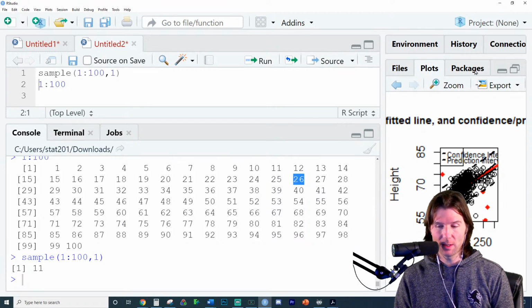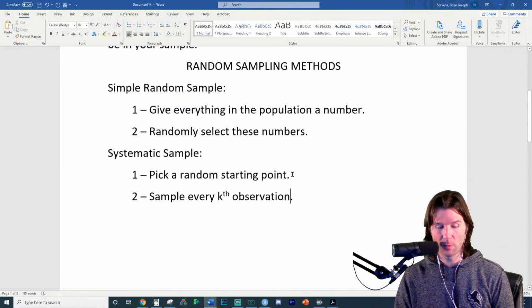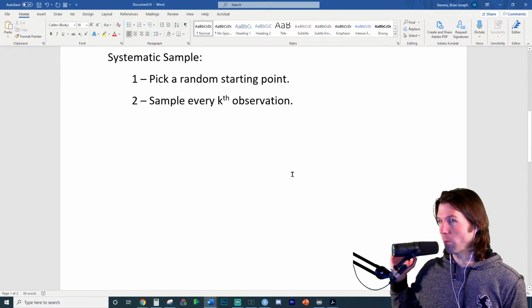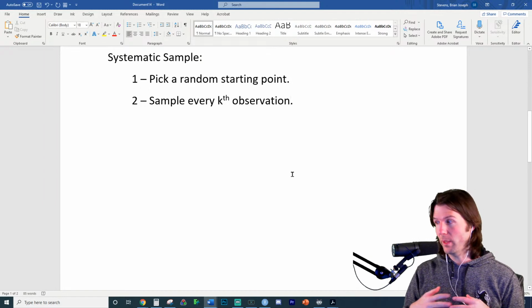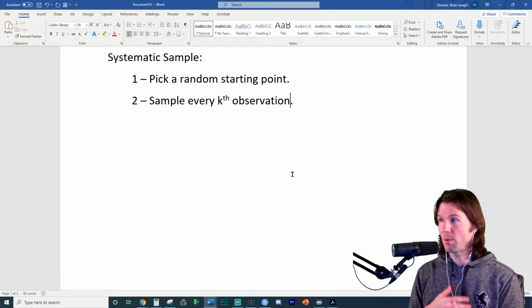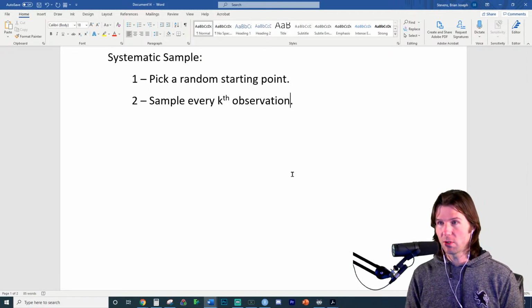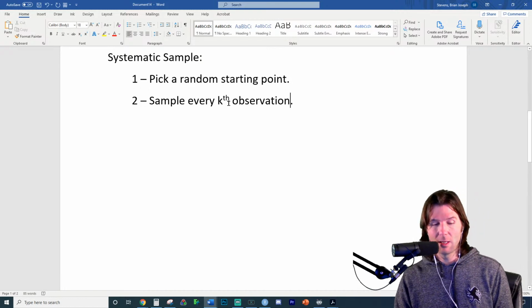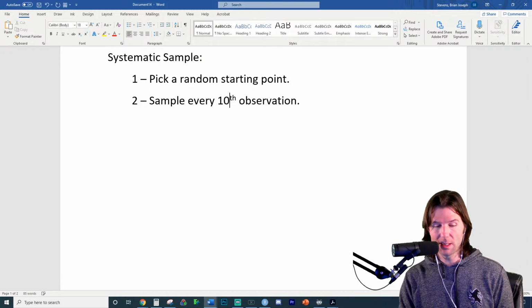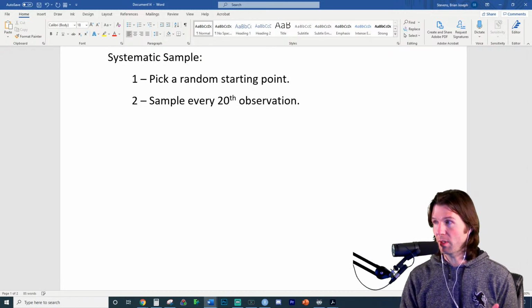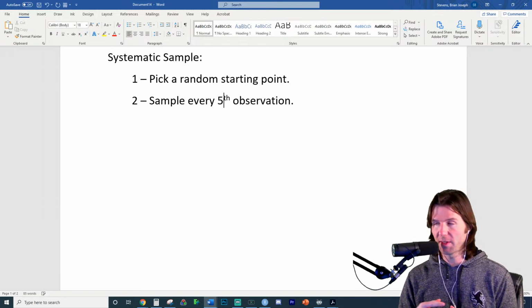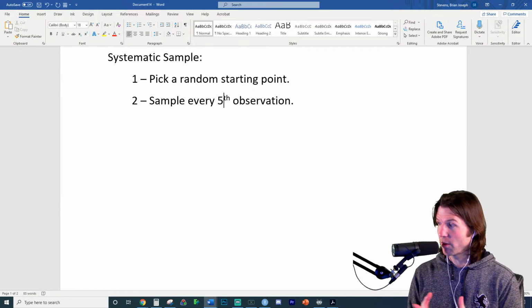And you notice what we're doing is we're going to start at a random starting point. So you just pick a random starting point, and then you sample every kth observation. So you just go every fifth observation, every 10th. This can just be any number you want. Kth is just a placeholder.